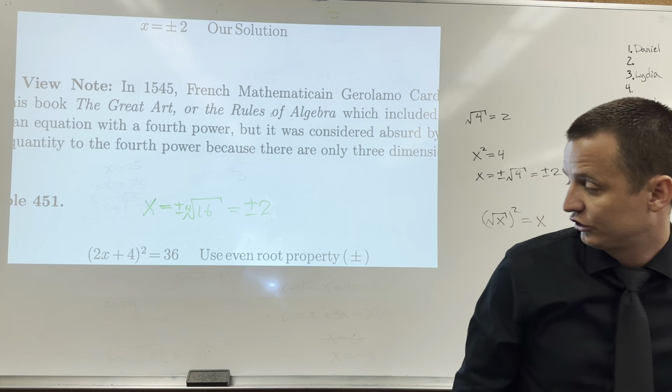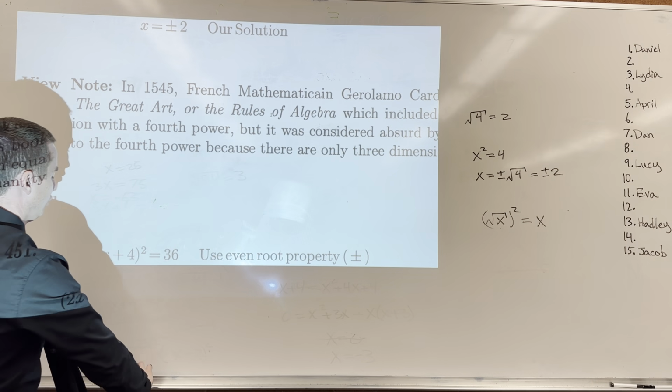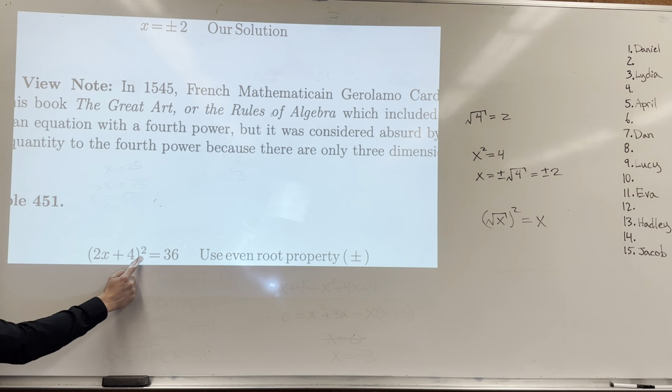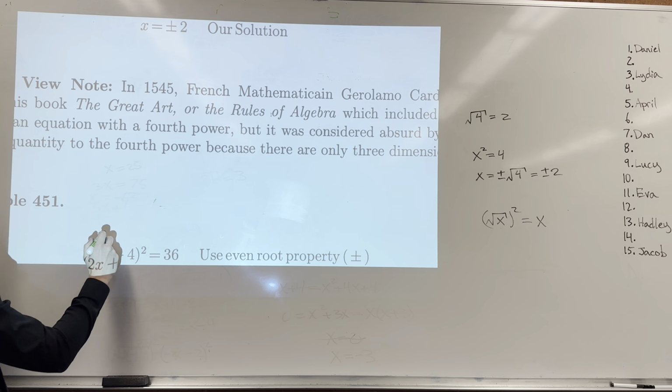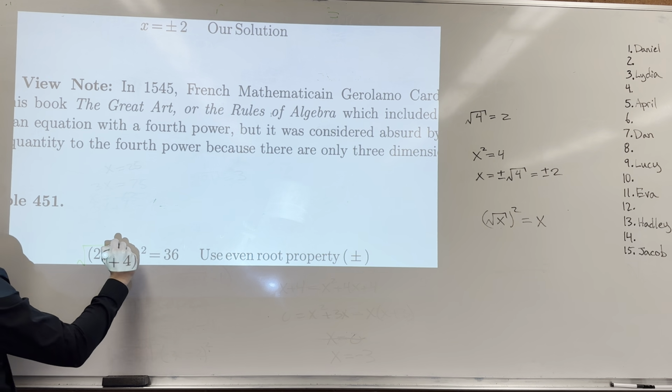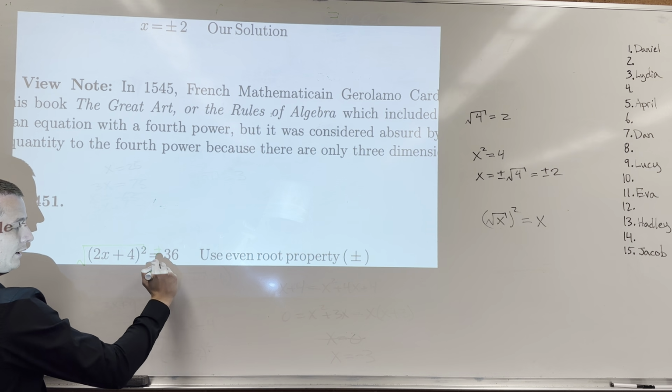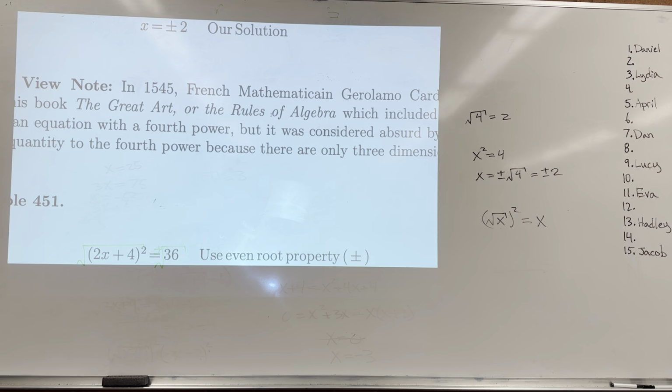All right, let's try this. So this time, 2x plus 4 squared is equal to 36. So you take the square root of both sides to cancel out the square, right? Almost. We take the square root of this side, but then we have to do plus or minus the square root of this side. You can't just take the square root. Anytime you're undoing an even exponent, you need to do plus or minus. Anytime there's a plus or minus, that means there's two solutions, or no solutions, but typically two solutions.